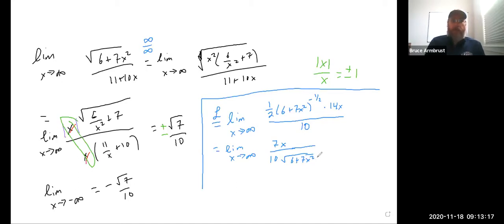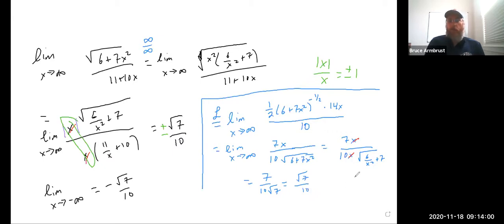And we can actually do the same thing here where we factor out that x squared on the bottom. So we're going to get 7x over 10 times the square root of 6 over x squared plus 7. We'll cancel those x's, but remember that that means it's either positive or negative of this. And now if we go to infinity, we're going to get 7 over 10 times the square root of 7. And 7 over root 7 is root 7.